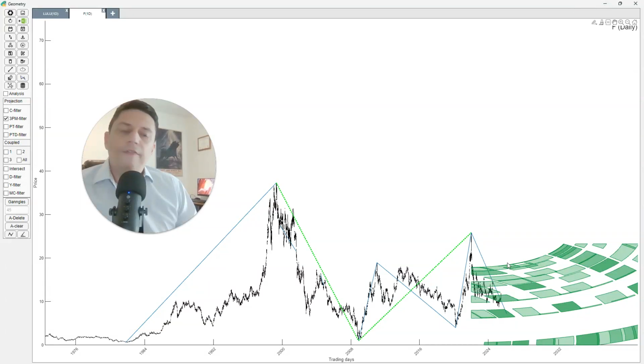So we have a number of different tools, but this is more of a visual one that shows you where the bottom is going to be.